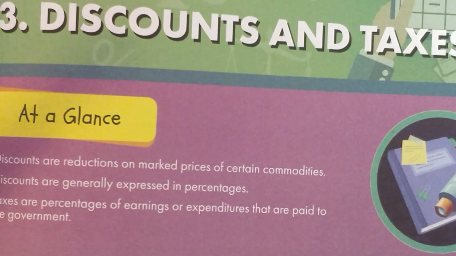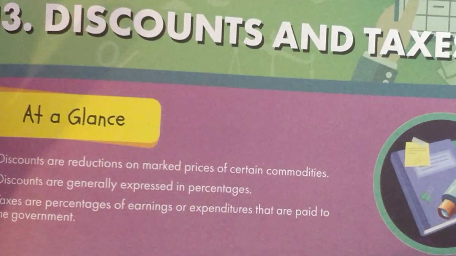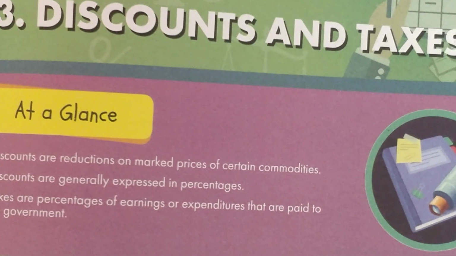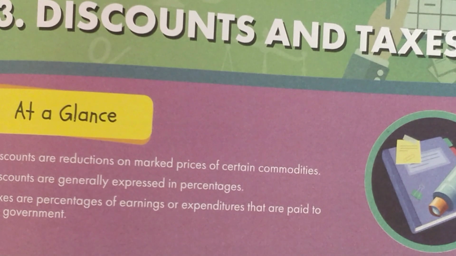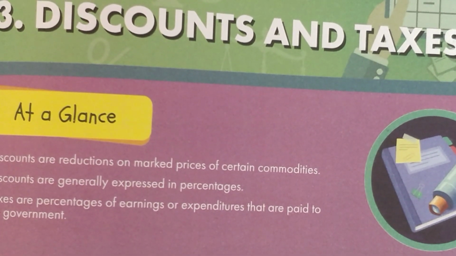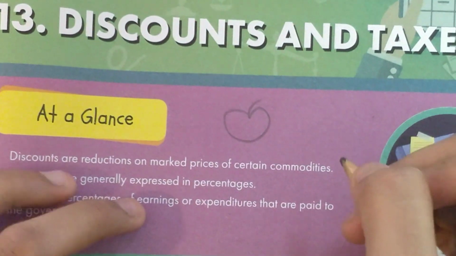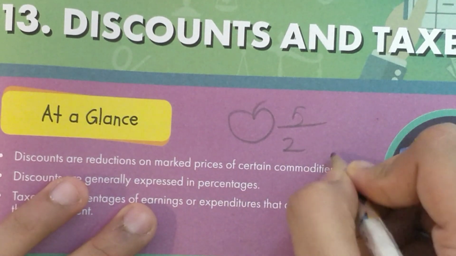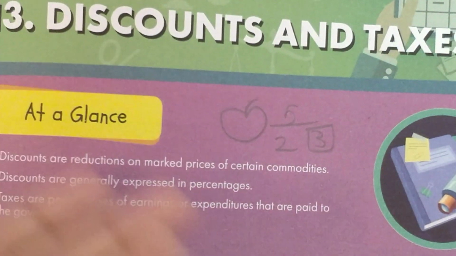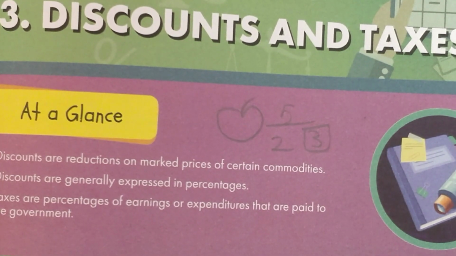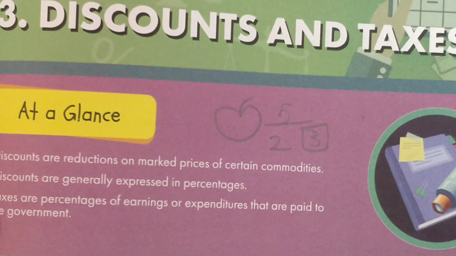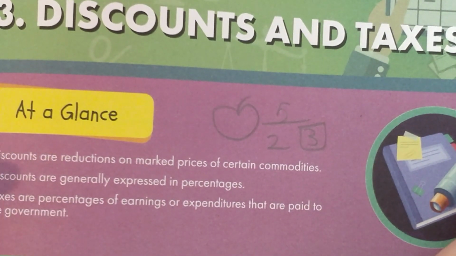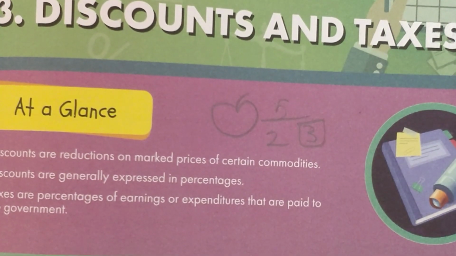So now let's have a little glance, a little summary of what we're going to read in this session. Discounts are reductions on the market price of certain commodities. For example, if you're buying an apple that costs 5 rupees and the discount is 2 rupees, you're getting it for 3 rupees. That is pretty much what a discount is. Discounts are generally expressed in percentages, like 50% off, sale, or 50% reduced.